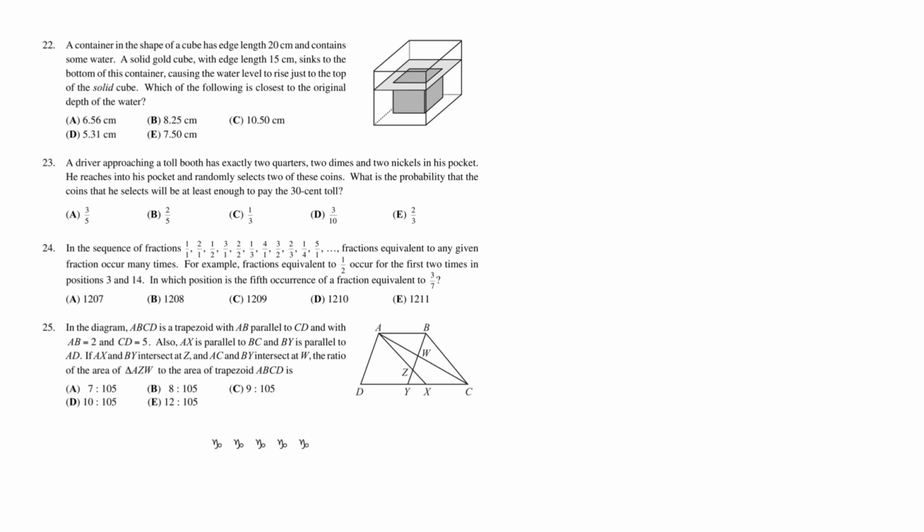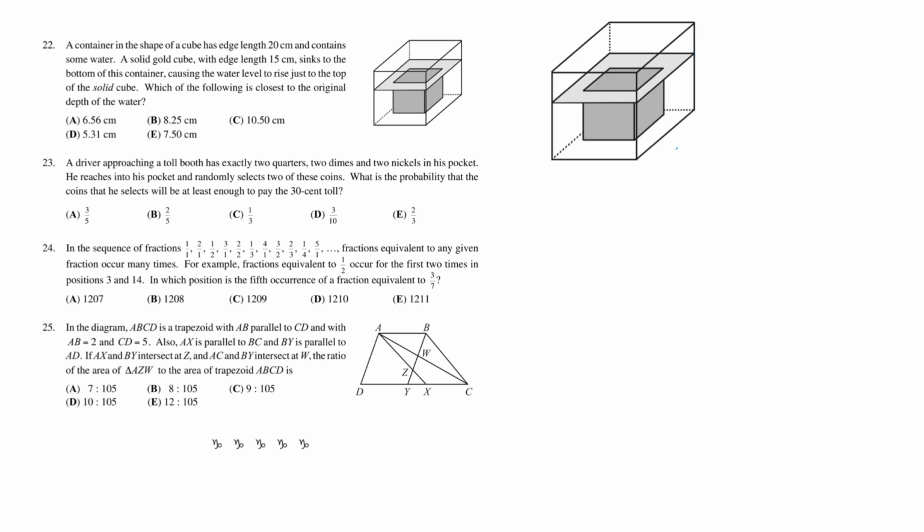Number 22: a container in the shape of a cube has edge length 20 cm and contains some water. A solid gold cube with edge length 15 cm sinks to the bottom of the container, causing the water level to rise just to the top of the solid cube. Which of the following is closest to the original depth of the water?